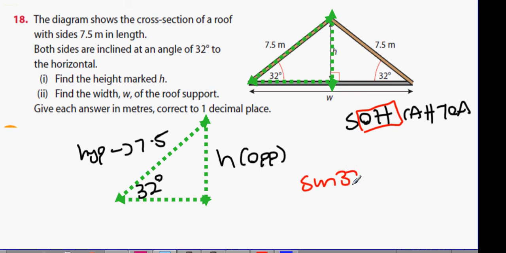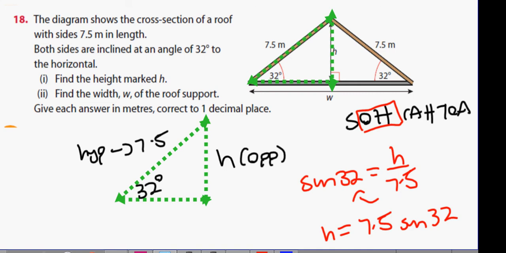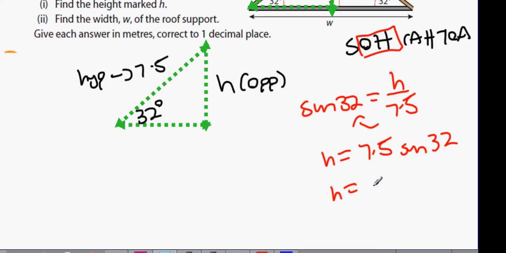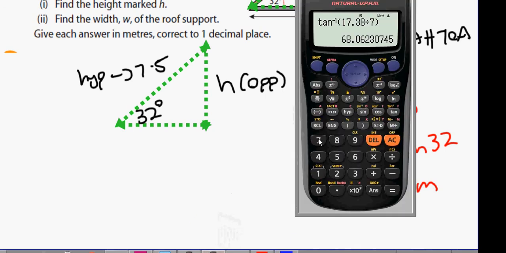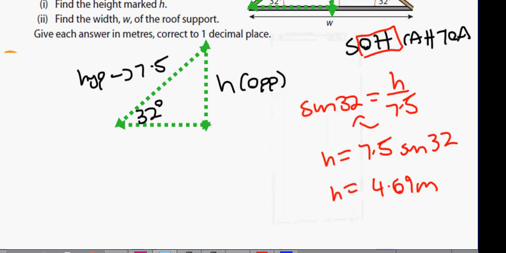Sine 32 equals H over 7.5. Cross multiply up to 7.5, and what do we get? 4.69 meters. Well done. Okay. Did you round that up? Alright, we'll just check it out again. 7.5 sine 32. Okay, it's alright. It's 3.974. It's alright.